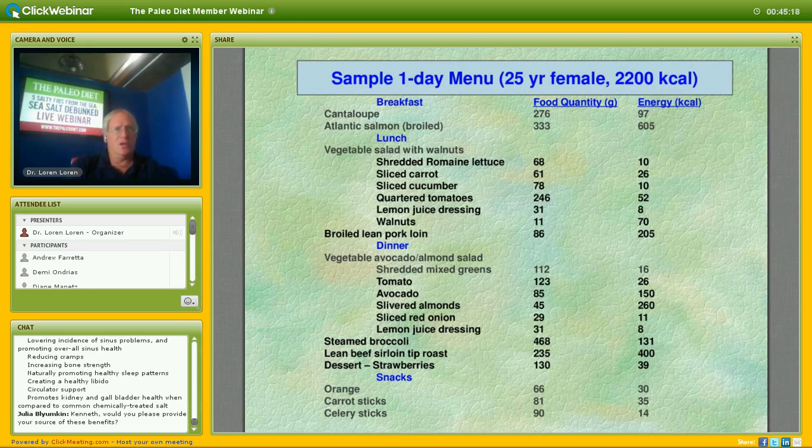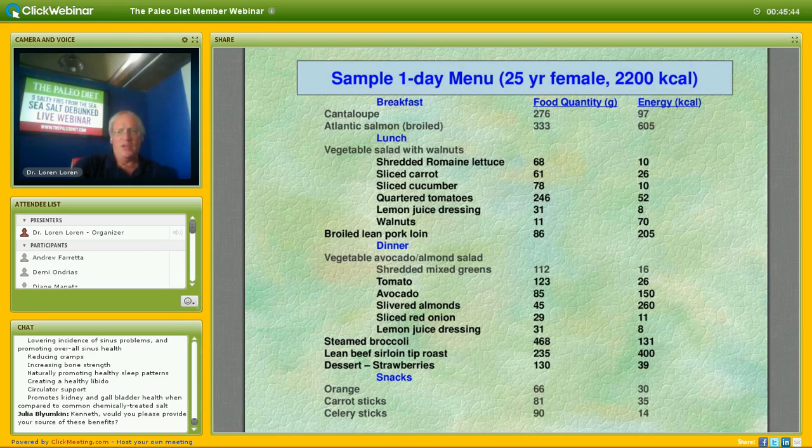You're better off doing olive oil and lemon juice rather than a commercial oil, and you can certainly get that at most restaurants if you have to eat out. Dinner, we see, doesn't have to be lean beef. It can be any kind of beef, sirloin tip, particularly any grass-produced beef, steamed broccoli, another big salad, dessert, strawberries as much as you want, and you can snack throughout the day.